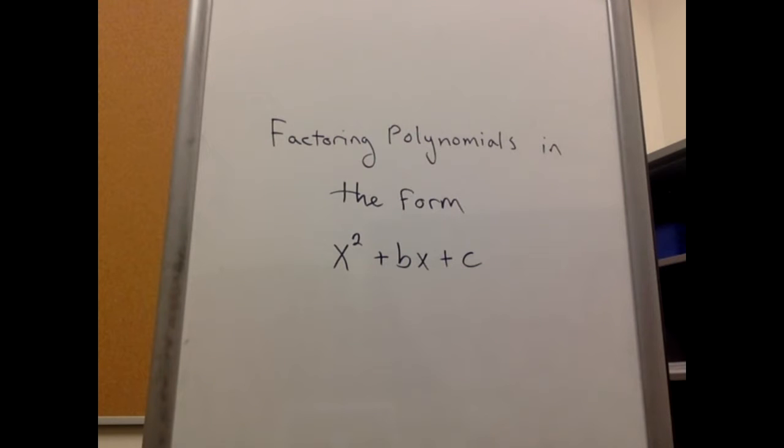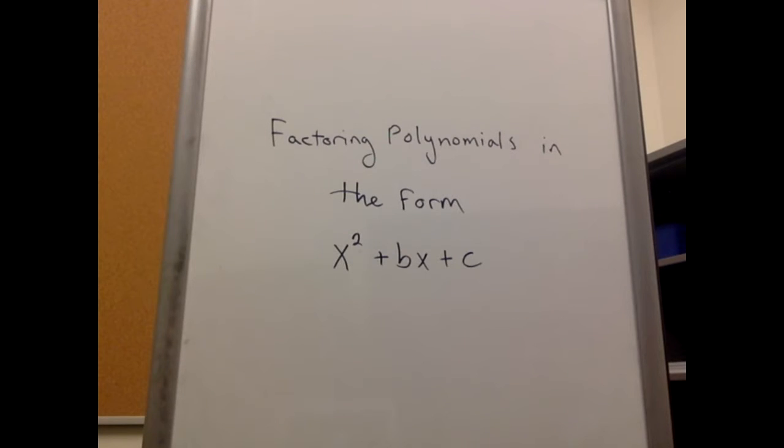Today I want to talk about factoring polynomials that are in the form of x squared plus bx plus c. Now in this particular form, notice that there is no coefficient in front of the x squared. So the methods that you're going to learn today only involve cases where there is no coefficient in front of the x squared. In a future video, we will cover factoring polynomials in which there is a coefficient in front of the x squared that is other than 1.